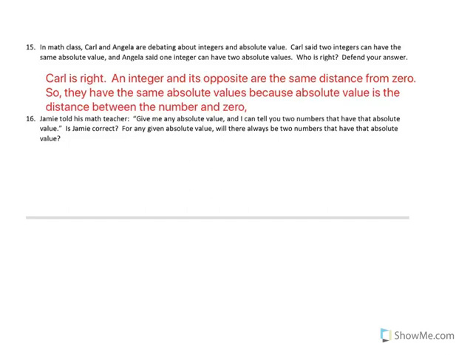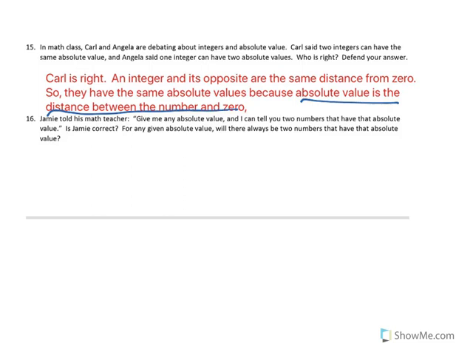So you could just pretty much give the definition of absolute value and say that Carl is right. An integer and its opposite are the same distance from 0. So they have the same absolute values, because absolute value is the distance between the number and 0. When you're giving the definition as one of your reasons, you can't go wrong.